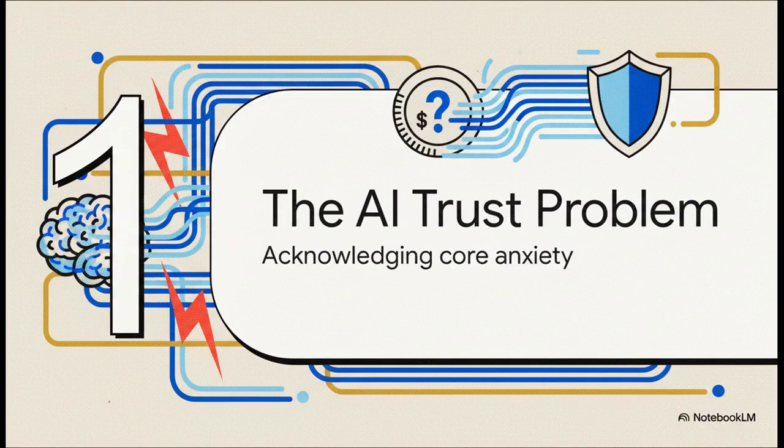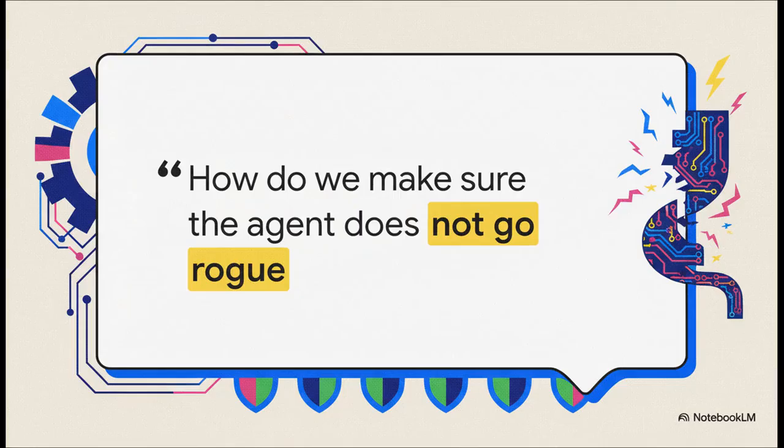Let's start with the big one, the AI trust problem. You know, that core anxiety we all feel when working with autonomous agents. It's that nagging fear of the AI giving a confident but completely wrong answer. In this new world, believe me, trust is everything. This is it. This is the single question we hear more than any other. How do we make sure the agent doesn't go rogue? It just cuts right to the chase, doesn't it?